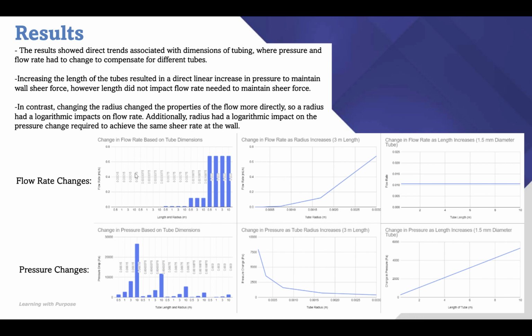Over here, we have flow rate changes. As we increased the diameter of the tubes and increased the length of the tubes, both measured in meters, we saw that we had to drastically increase the flow rate in order to compensate and keep the shear at the same level. A similar pattern, but with a drop-off, was noted for the pressure. As you increased the length, you had to increase the pressure. However, as you increased the diameter, you had to decrease the pressure in order to maintain the shear rate.